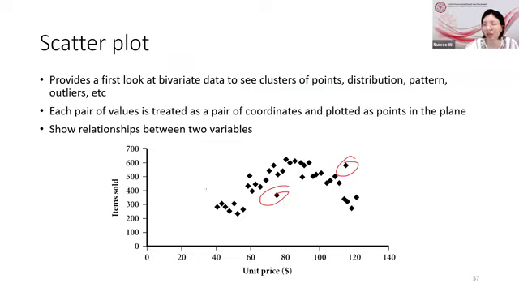And we can see the relationship goes up to a point and then down after that. So each pair of values is treated as coordinates and plotted as points in the plane. So it actually shows the relationship between two variables.